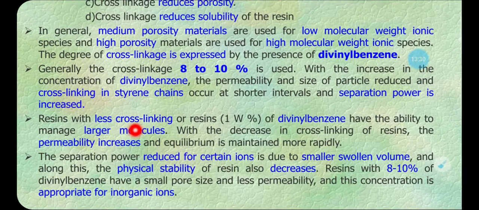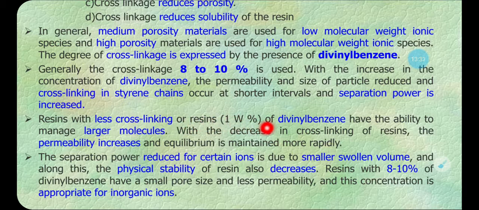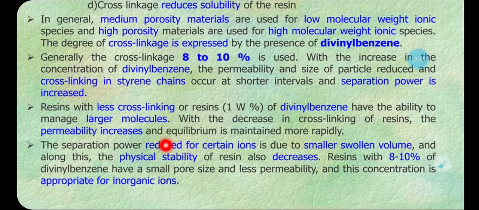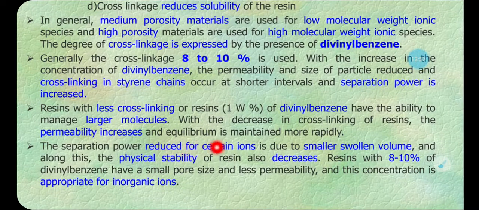Resin with less cross link, that is 1 weight percent of divinyl benzene, has an ability to manage larger molecules. With a decrease in cross linkage of the resin, the permeability of the resin also increases and equilibrium is maintained more rapidly. The separation power is reduced for certain ions due to the smaller swollen volume, and along with this the physical stability of the resin also increases.